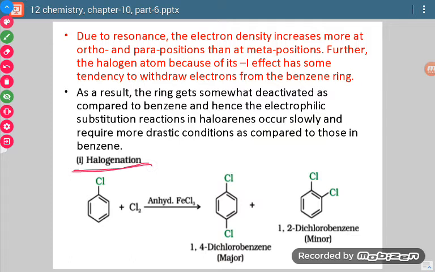Now let us start. In halogenation, we have to add the halogen in the presence of a Lewis acid. If we take a Lewis acid like ferric chloride and chlorine is to be added, then the Cl group will be added as the electrophile, and there will be formation of ortho as well as para product.